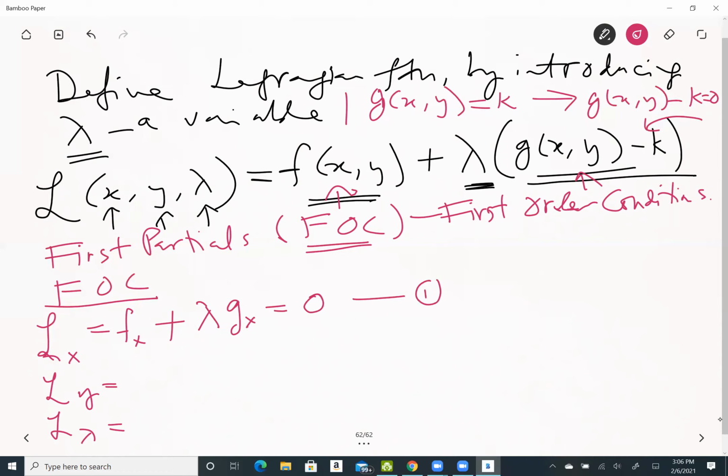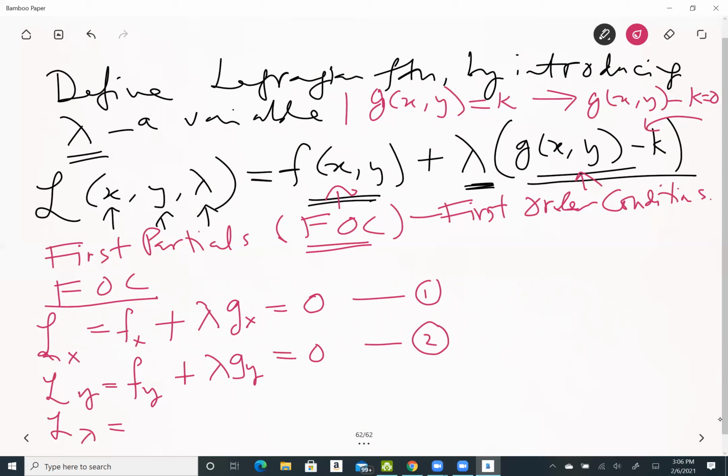Now, take the derivative of the L with respect to y. What do we get? We get fy plus lambda gy, because g is a function of y and is multiplied by lambda. So set that to 0. It's number 2. Now, number 3.